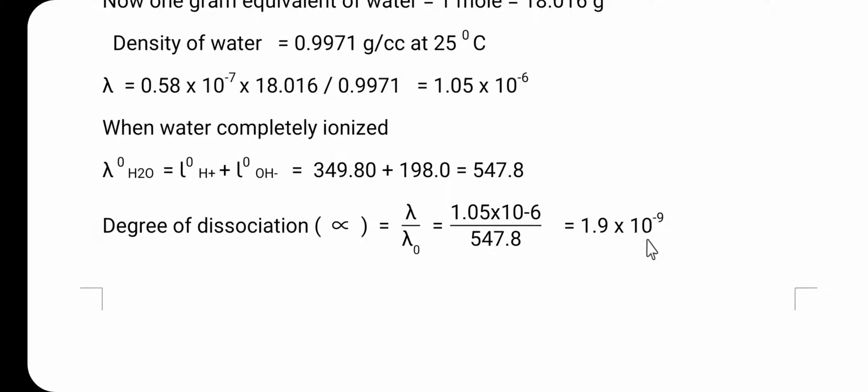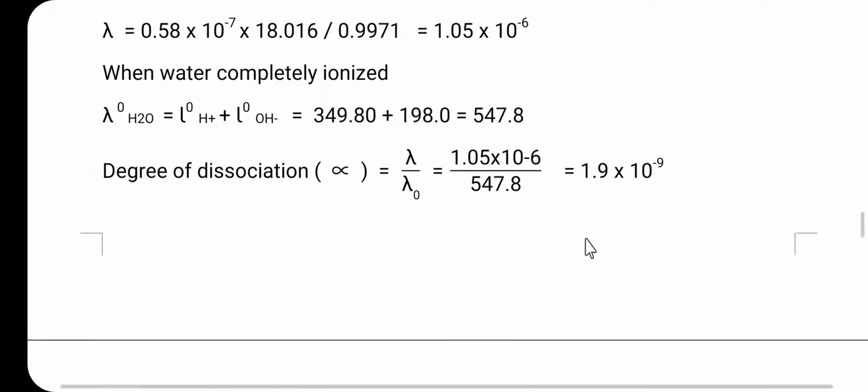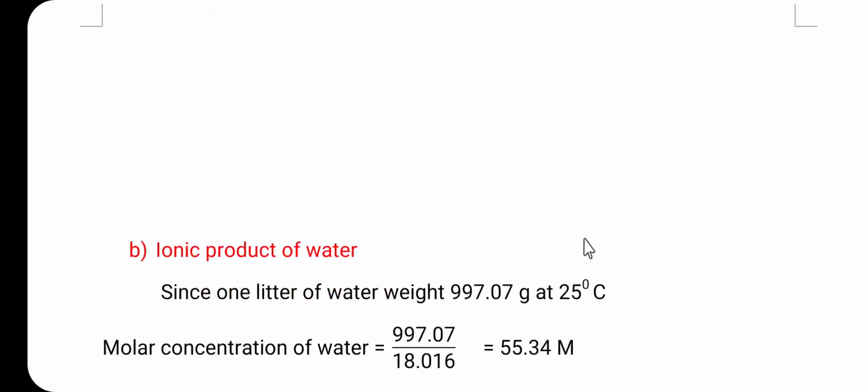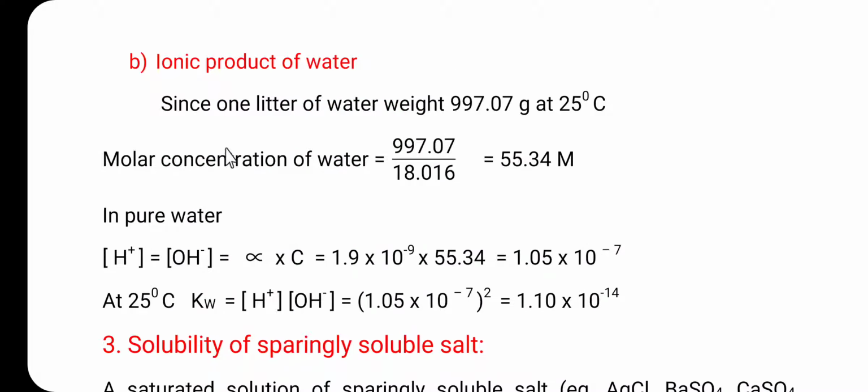So this is the degree of dissociation of the water. This is step number 1. Then let us consider step number 2, that is the ionic product of the water. Since 1 liter of the water weighs 997.07 gram at 25 degrees Celsius, from the density of the water at 25 degrees Celsius.